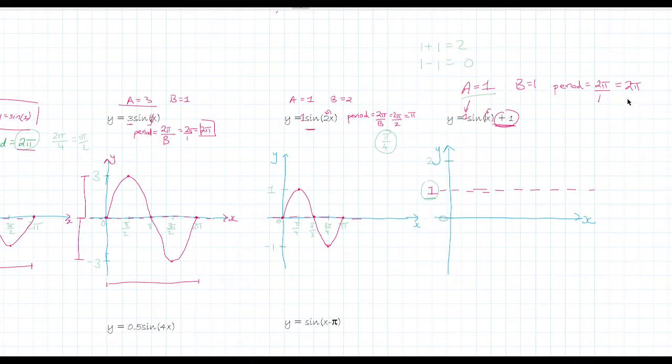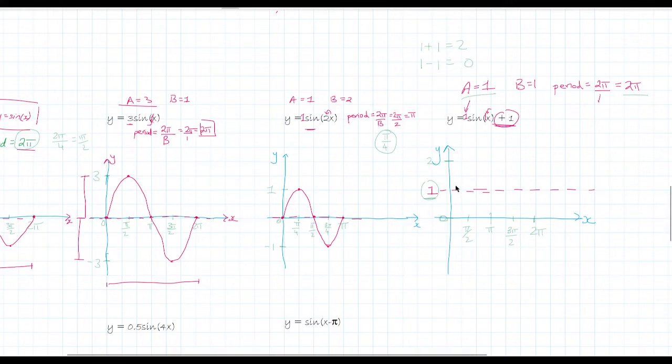And our period is still 2 pi. So let's mark in 2 pi over here, and let's split that into 4 parts. So that will be pi on 2, pi, 3 pi on 2, and 2 pi. And so let's plot our points.